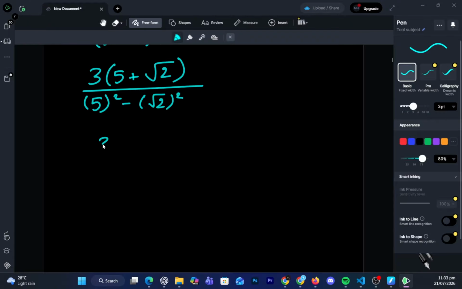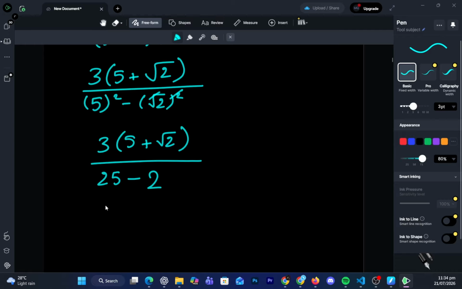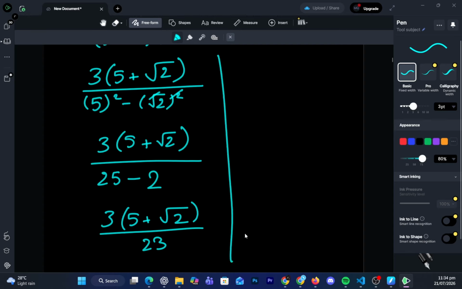Now simplify the denominator. This will become 5 square is 25, minus under root 2 whole square, which will be 2, since the square cancels with the under root. So now the denominator will become 25 minus 2, which is 23. Therefore the final answer is 3 into 5 plus under root 2 over 23.